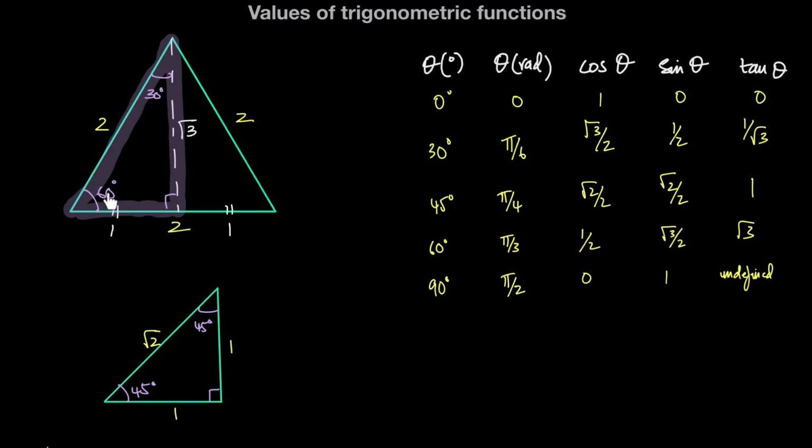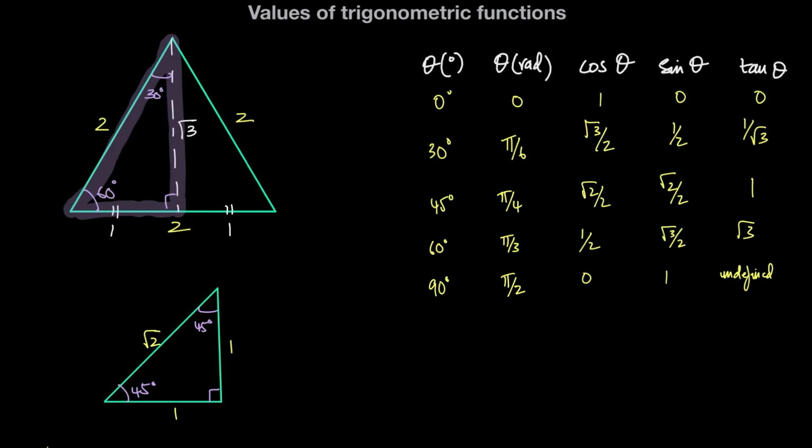And then the tan of 60 degrees or pi over 3 radians is the side opposite, which is square root of 3 divided by the adjacent. So that's just square root of 3. So we can use this equilateral triangle. We can always draw this equilateral triangle to recall the values for cosine theta, sine theta, and tan theta when theta is equal to 30 degrees or 60 degrees, or pi over 6 radians or pi over 3 radians respectively.